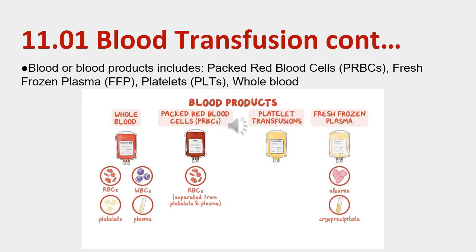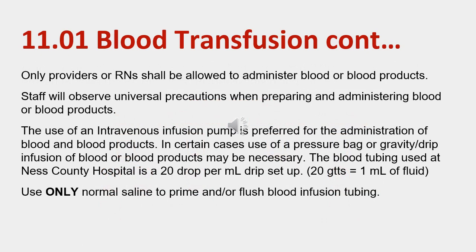Blood or blood products includes packed red blood cells or PRBCs, fresh frozen plasma or FFP, platelets, and whole blood. According to our policy and according to state licensure and the AABB guidelines, only providers or RNs are allowed to administer blood or blood products. Staff will observe universal precautions when preparing and administering blood or blood products.